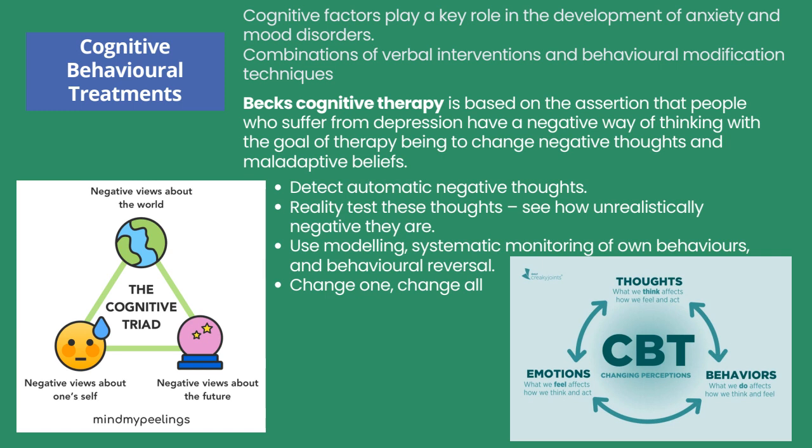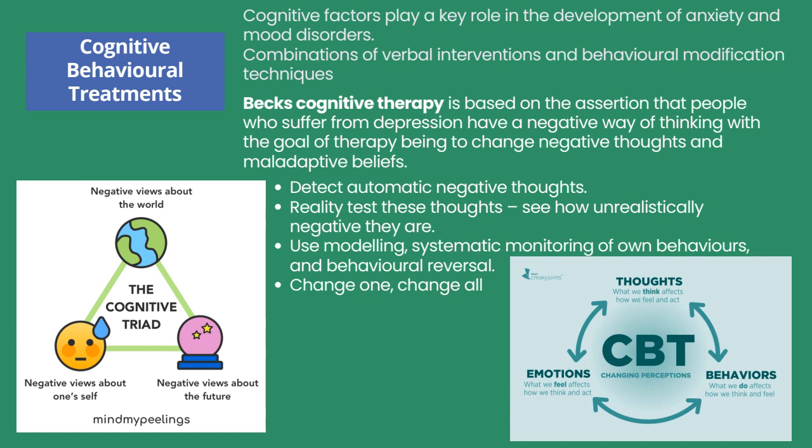So CBT in Beck's theory is made up of our thoughts, our behaviors, and emotions. And all three of those work together to cause a problem. And if you can change one component of that, then the person will change overall. So if someone's got negative thoughts, they have negative emotions, they have negative behaviors; if you reduce the negative thoughts, the emotions and behaviors will change. If you correct a behavior, the emotions and the thoughts will be changed.